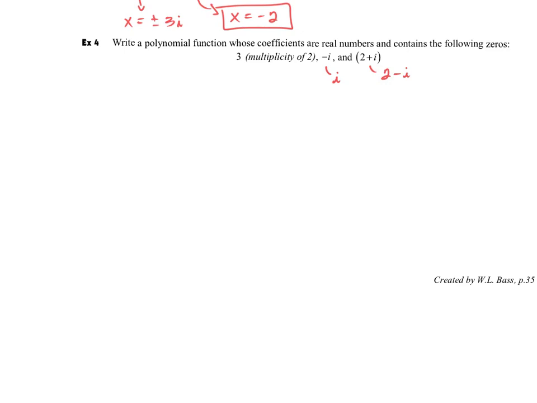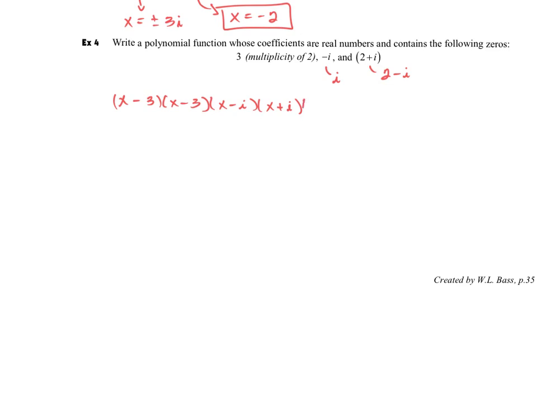Now, first thing we're going to do is we're going to write this out in its factored form. My 0 of 3 has a multiplicity of 2, so that's going to be expressed as x minus 3 and x minus 3. The next thing I'm going to do is I'm going to write my i's as factors. So x minus an i and x plus an i.